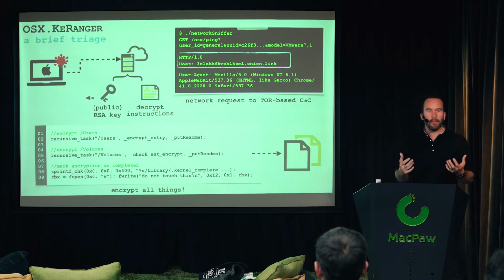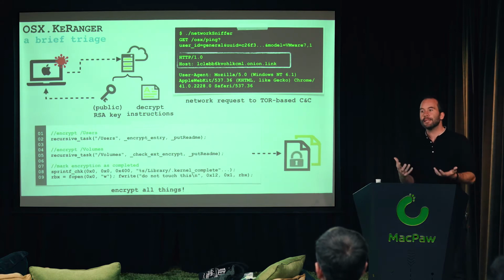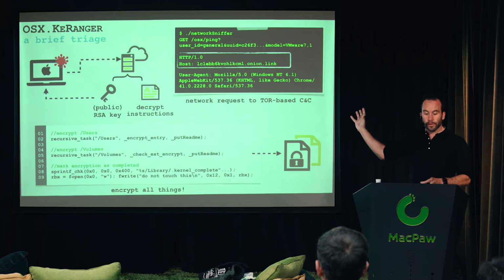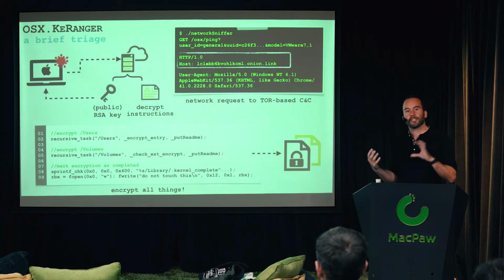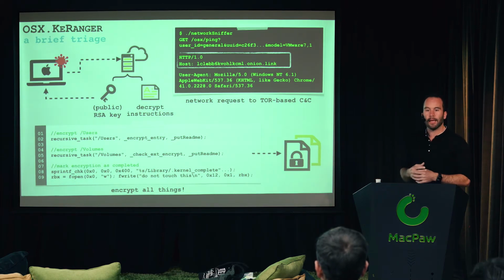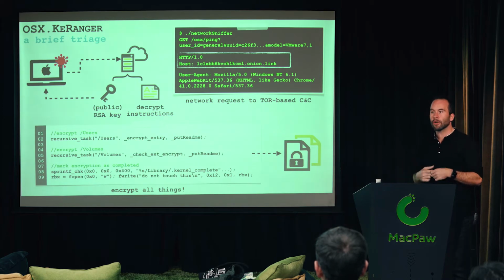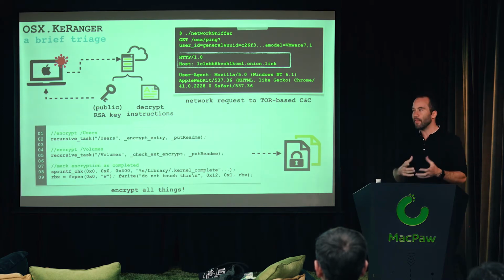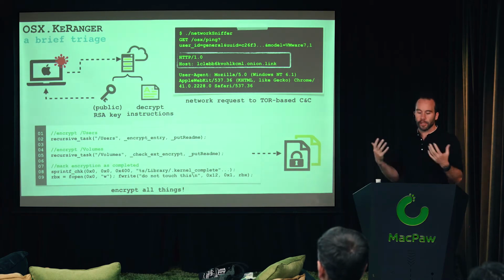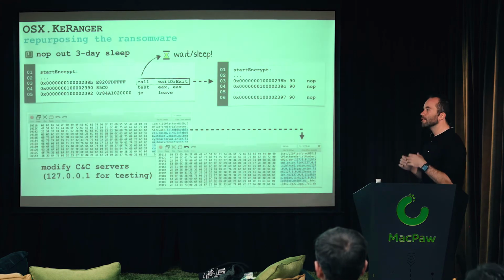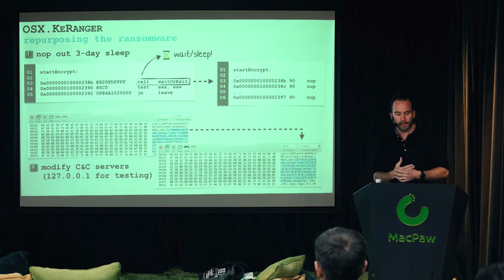So what this embedded binary does is it first sleeps for a few days. Then it connects out to a remote command and control server, and it expects a response that consists of a public RSA encryption key and decryption instructions. It then uses this key to encrypt all of the user's files, and then displays the decryption instructions demanding a ransom. So now let's talk about how we can repurpose this.